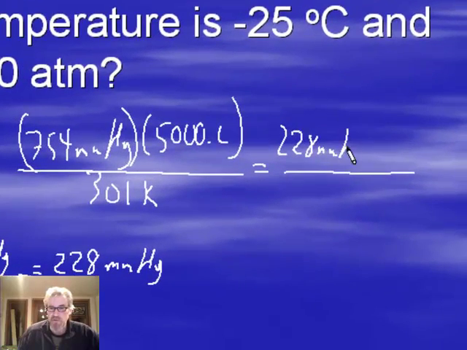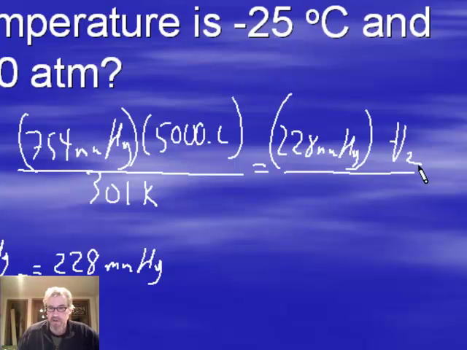228 millimeters of mercury. V2 is what I'm trying to find, and T2 is 25 below Celsius. Well, if I take negative 25 and I add 273 to it, I'll get 248 kelvins. All right, now I can cross multiply and divide to get my answer.